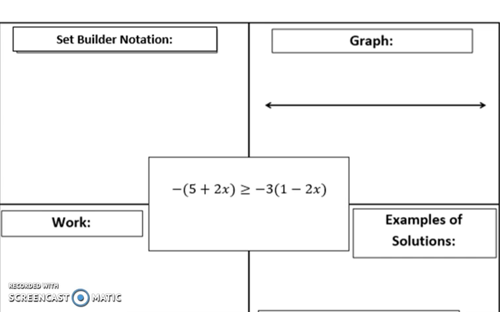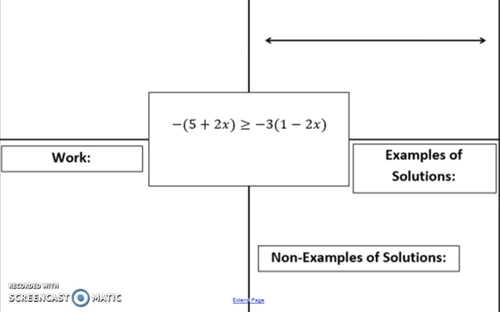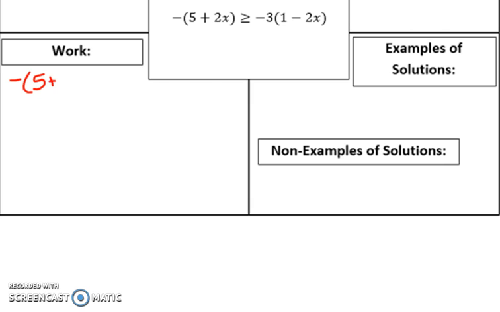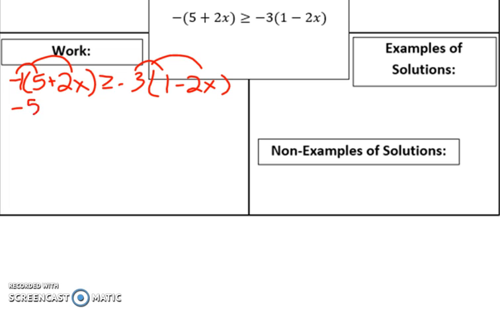If we look at our third example, we have the negative out in front of our parentheses. So negative (5 plus 2x) is greater than or equal to negative 3 (1 minus 2x). Now I'm going to distribute on both sides, and on this side I'm going to make sure to put that 1 there. Negative 1 times 5 is negative 5. Negative 1 times 2x is negative 2x. Greater than or equal to negative 3 times 1 is negative 3. Negative 3 times negative 2 is positive 6x.